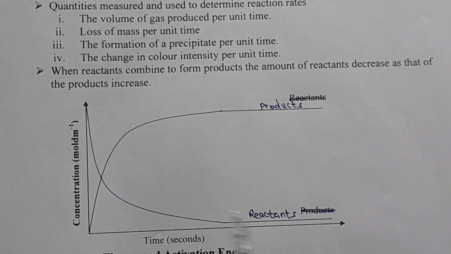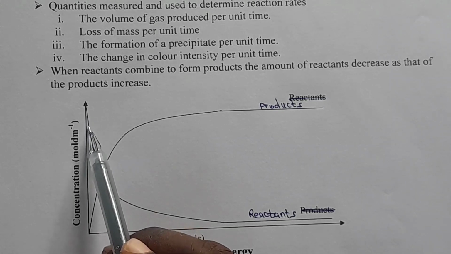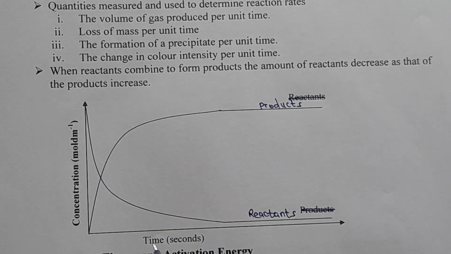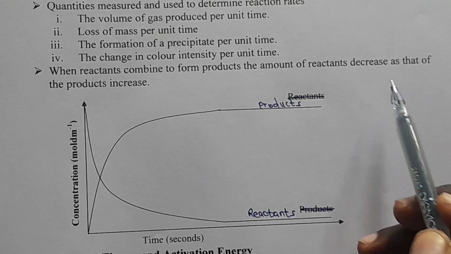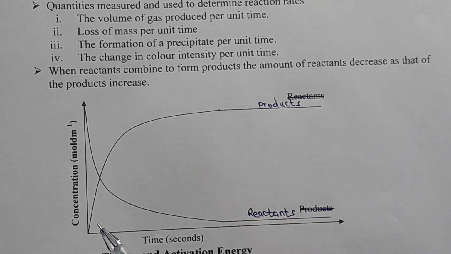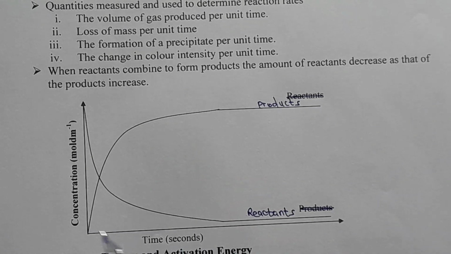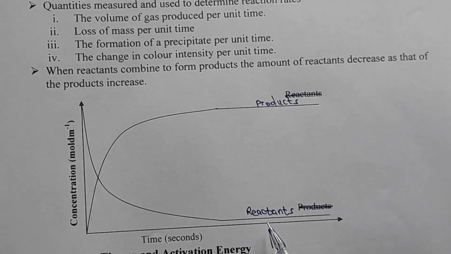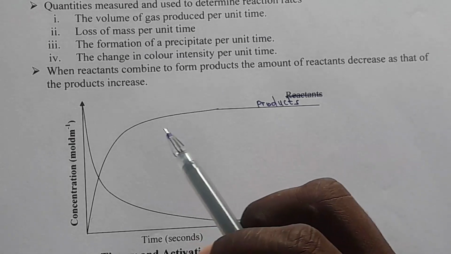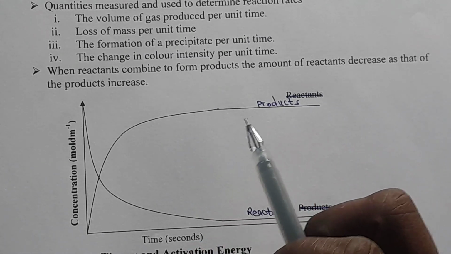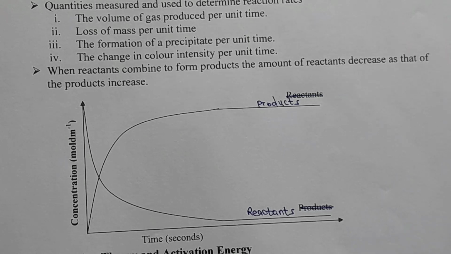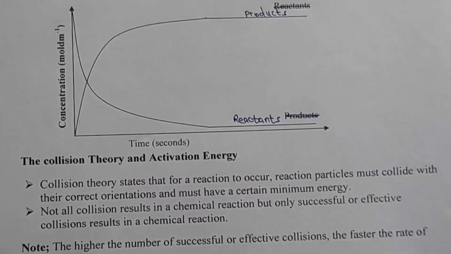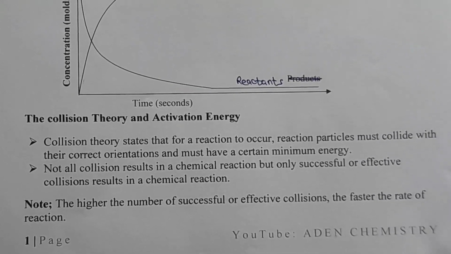You see, this is the reactant side. The amount of reactants, or the concentration of the reactants, is decreasing as time goes. And as that of the product increases, as you check, we have the product which increases as time goes, like that. So when reactants combine to form products, the amount of reactants decreases as that of the products increases.